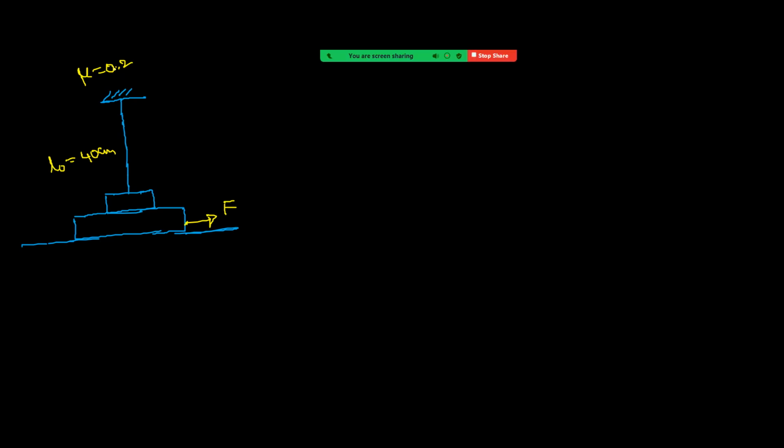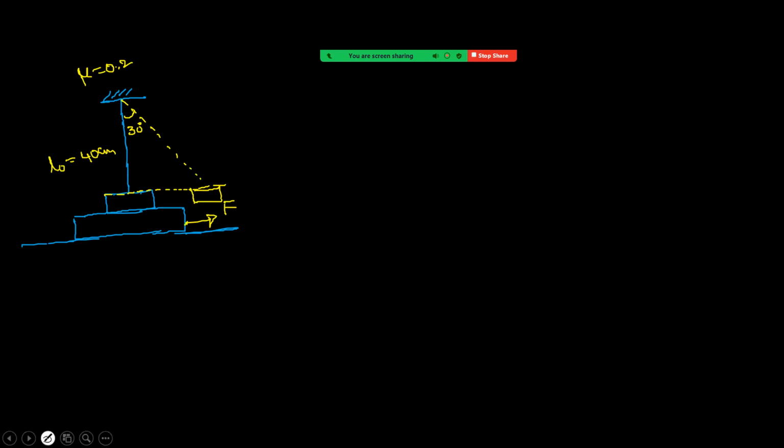Now what we can do. After some time, we can say the string makes an angle that is 30 with vertical. This is now the position of the block. And this makes angle 30. Right. Now see what we can do.